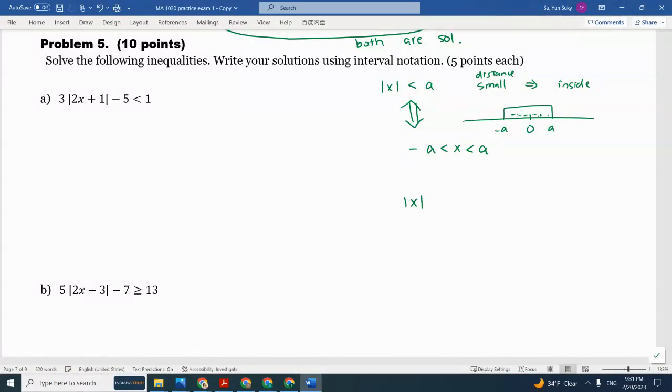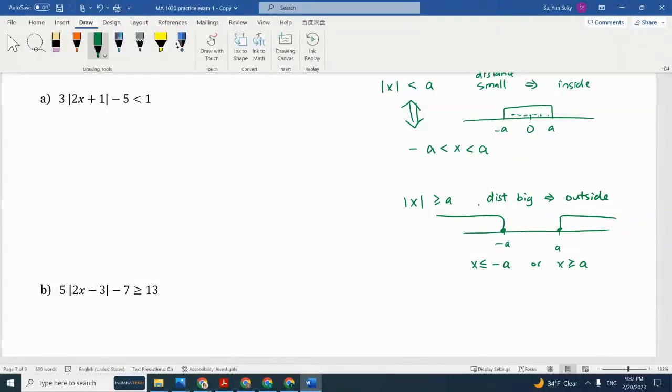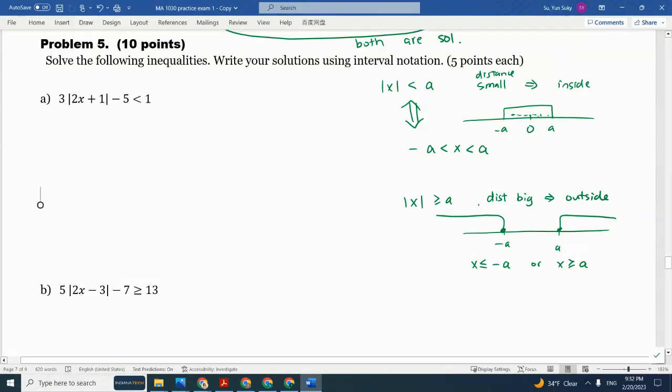If you have the absolute value of x greater than or equal to a, this means distance is big, so we get the outside. What does outside mean? Outside negative a and a. And do you include the endpoints? If you have equal, then you include the endpoints. So x is less than or equal to negative a, or x is greater than or equal to a. So this is the rule. Now we look at our problem.